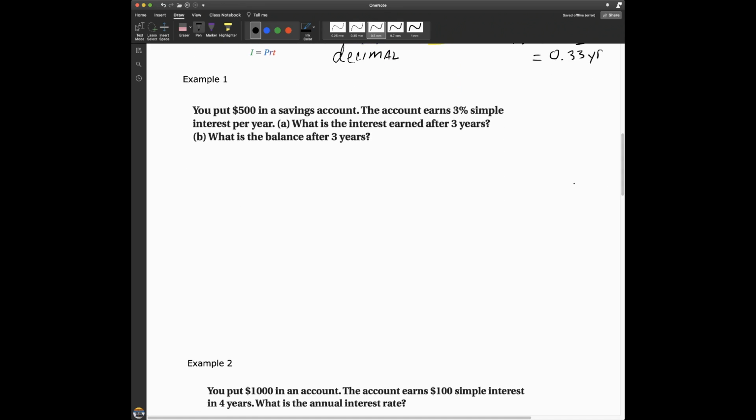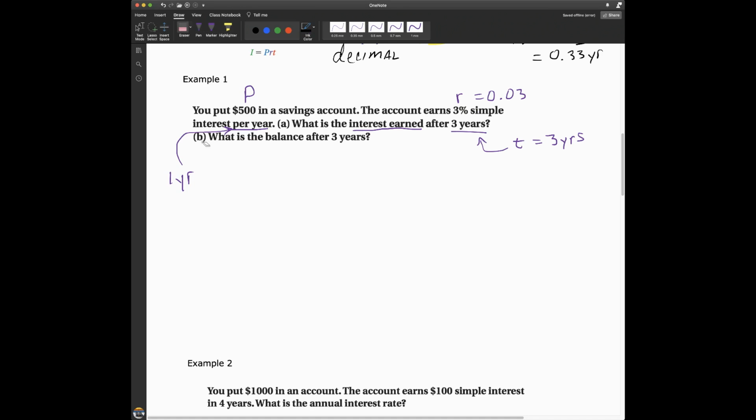Let's work out some problems. So you put $500 into a savings account. That $500 represents the principal. The account earns 3% simple interest. That's your interest rate. And remember, we have to write that as a decimal. And it says per year. So there's your time right there. Your time is 1 year. We have two things we have to do. We have to figure out what's the interest earned after 3 years. So here you go. Our time for this problem in part A is 3 years.